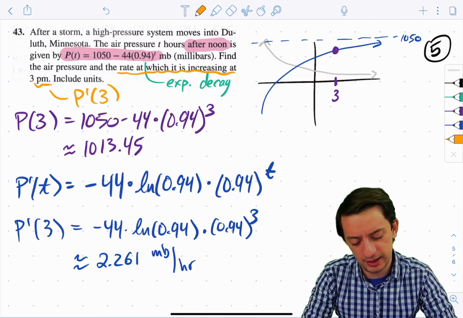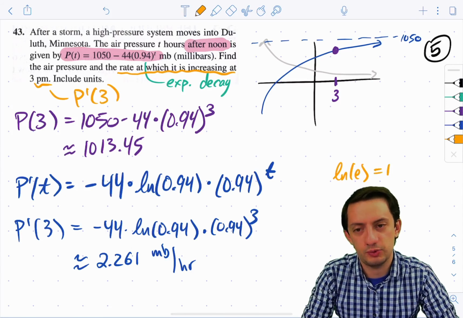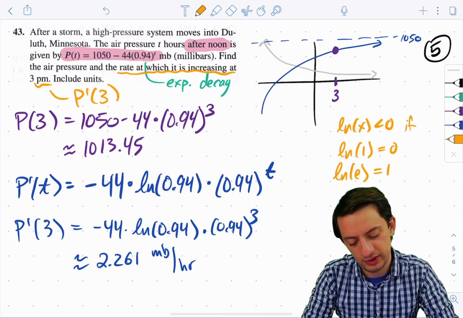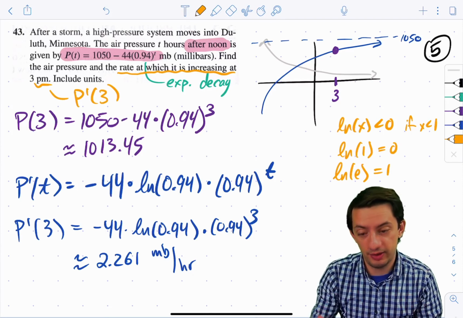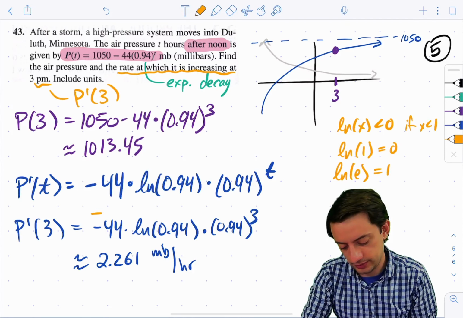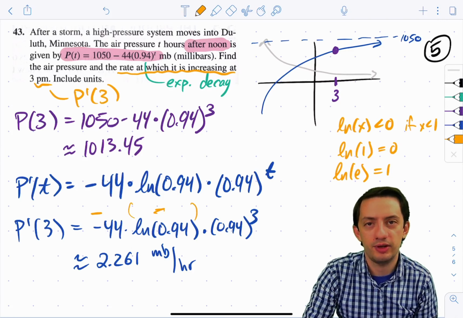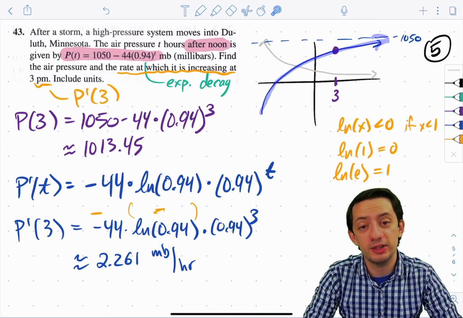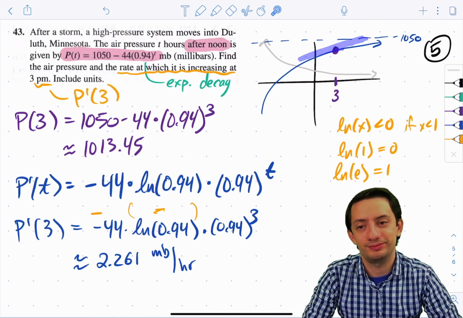The key is that natural log of e is 1, right? Natural log of 1 is 0, but natural log of x is negative if x is less than 1. The natural log of a number between 0 and 1 is a negative number. So we have a negative sign. But this constant here is also negative, and that cancels to give us a positive. And that makes sense because we drew this picture here. This is an increasing function. So it does make sense to get a positive number at 3 because we have a positive slope.